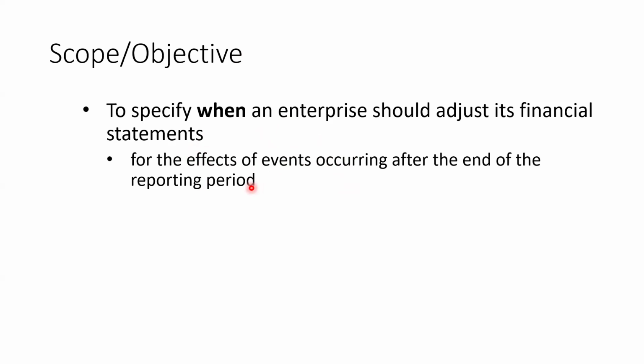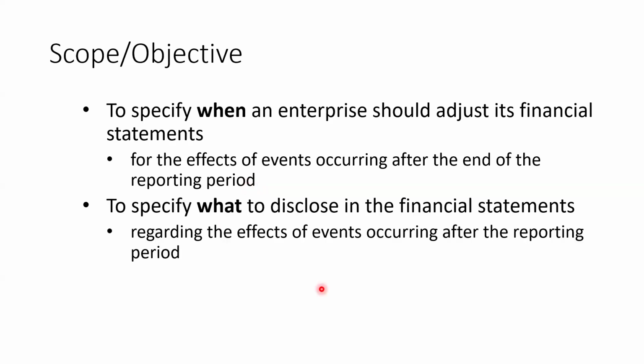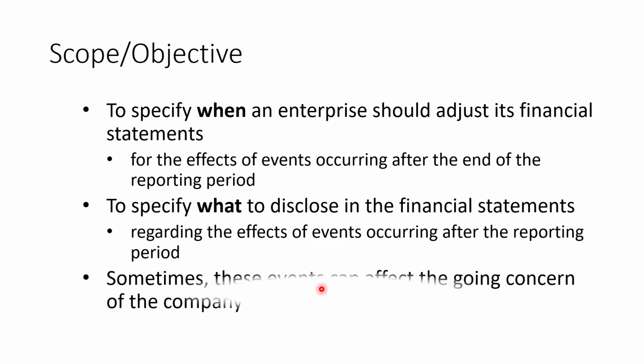So this standard is to specify when an enterprise should adjust its financial statements for the effects of events that occur after the end of the reporting period, and to specify what to disclose in the financial statements regarding events occurring after the reporting period. Sometimes these events can affect the going concern of the company. That's why they are crucial. So just to determine whether the financial statements should be adjusted or not.